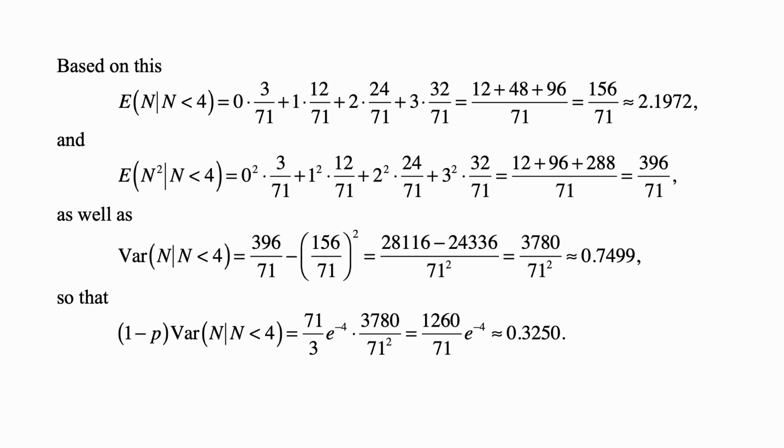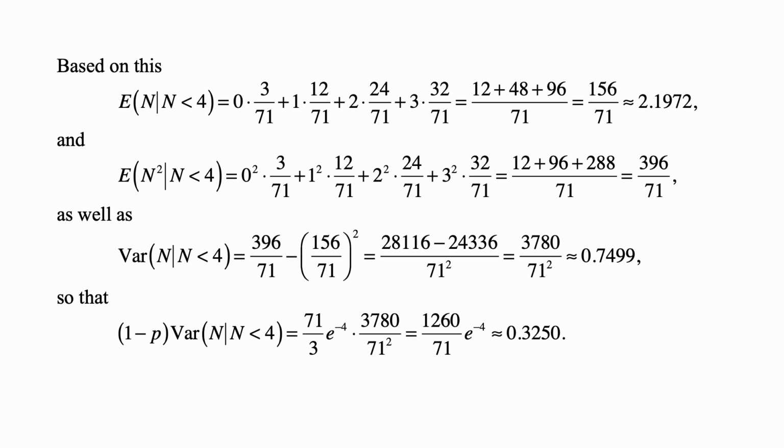And the second moment, E of N squared, given that N is less than 4, is each value squared multiplied by the probability. This ends up being 396 over 71. So the variance of N, given that N is less than 4, is 396 over 71 minus 156 over 71 squared. This ends up being 28,116 minus 24,336 over 71 squared, or 3,780 over 71 squared, which is approximately 0.7499.